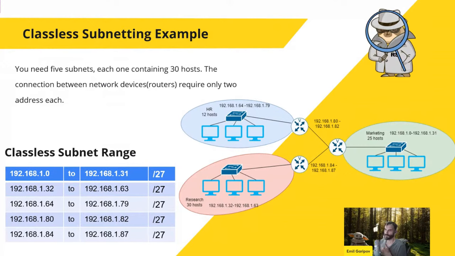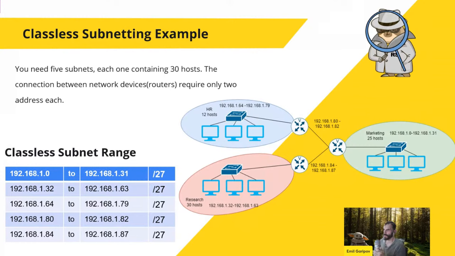Classless subnet example. This is the same situation. You need five subnets, each one containing 30 hosts, and a connection between network devices requires only two addresses for each end. For example, from this router to this router, we can use only two IP addresses, 1.80 and 1.82. And the connection between another two routers as well, we have also only two addresses.